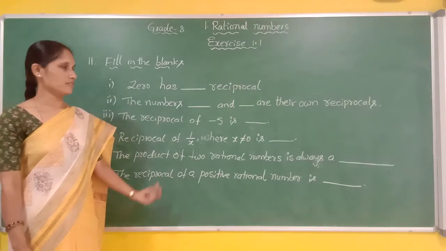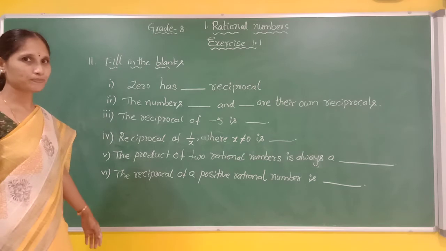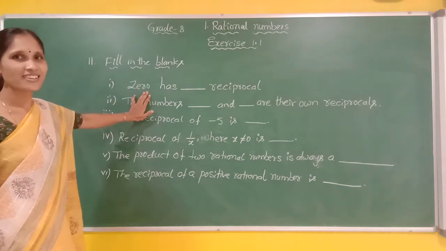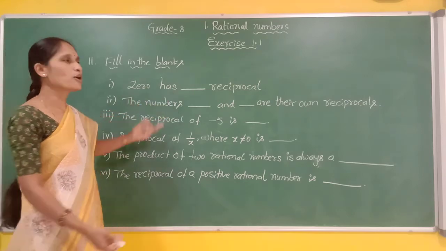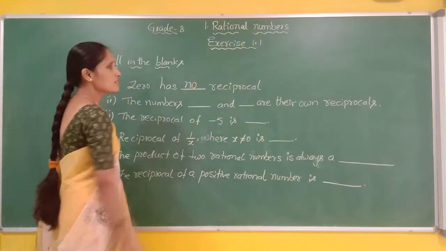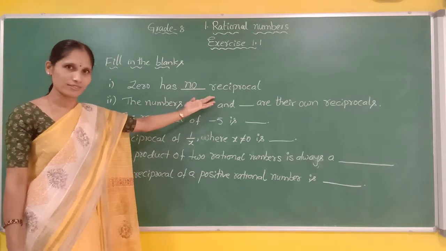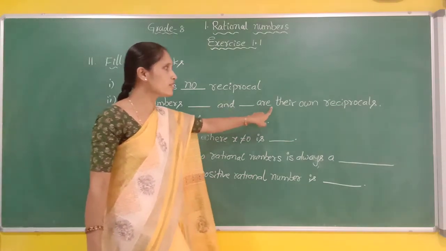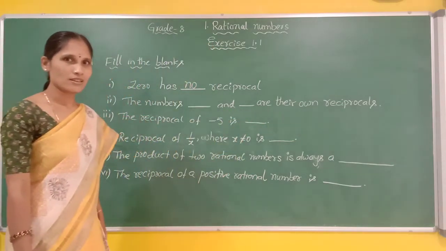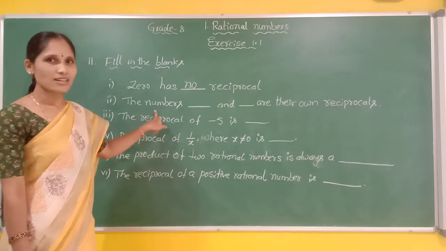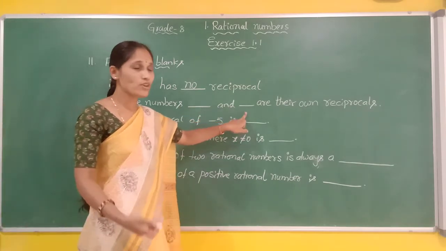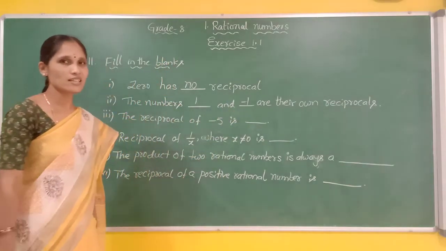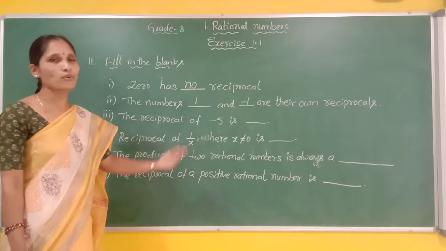The next question. Fill in the blanks. First one. 0 has no reciprocal. Okay. The next blank. The numbers dash and dash are their own reciprocals. What are the numbers which are their own reciprocals? 1 and minus 1. This is the answer. 1 and minus 1 are their own reciprocals.